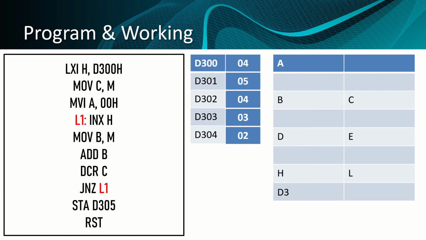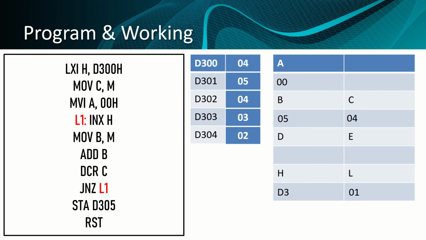First we will store the data, that is the memory location D300, into our HL pair. H consists of D3 and L consists of 00. Next, we will store the data stored at the memory location D300 into register C. Now register C becomes 04. Next, we will set the accumulator to 00. Then increment the HL pair by 1 and store the data into register B.